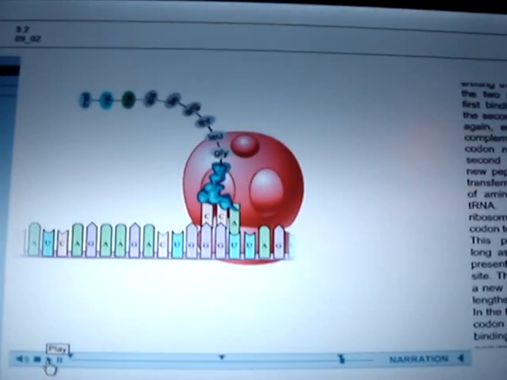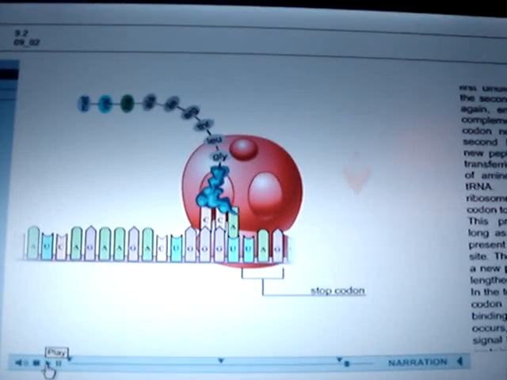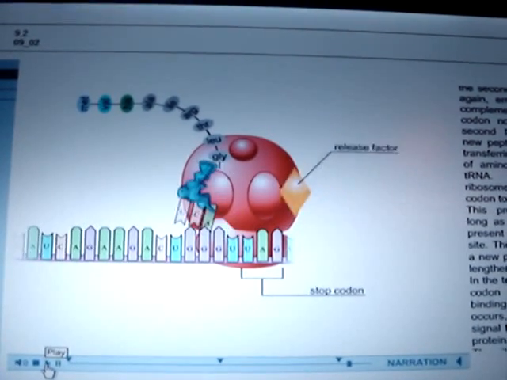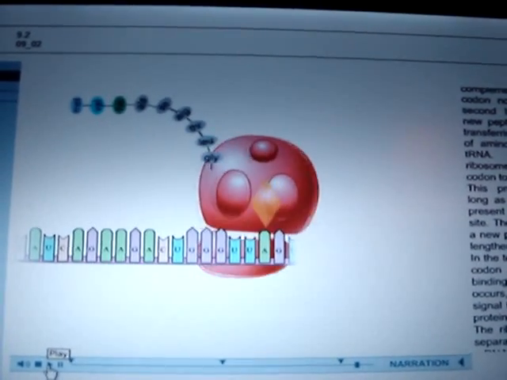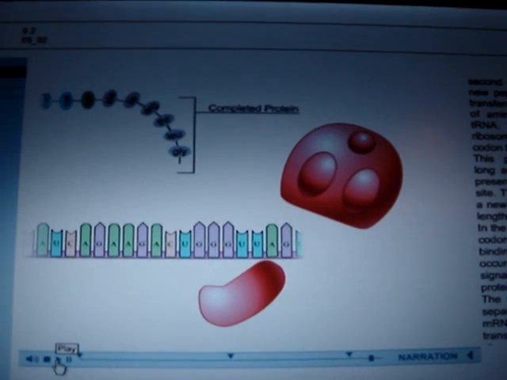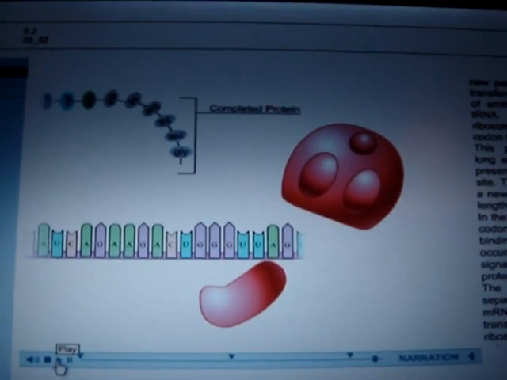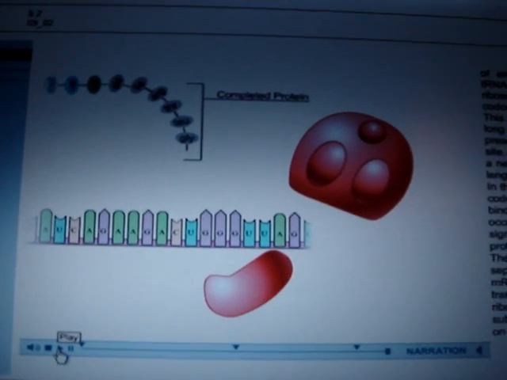In the termination step, a stop codon enters the second binding site. When this occurs, protein release factors signal the release of the new protein. The ribosomal subunits then separate. As a result, the mRNA strand can be translated again by a different ribosome, and the ribosomal subunits can begin translation on another mRNA strand.